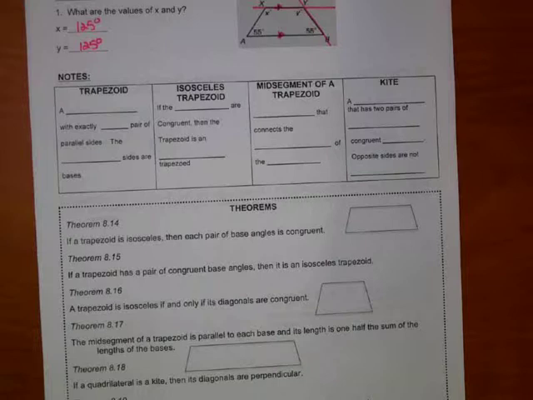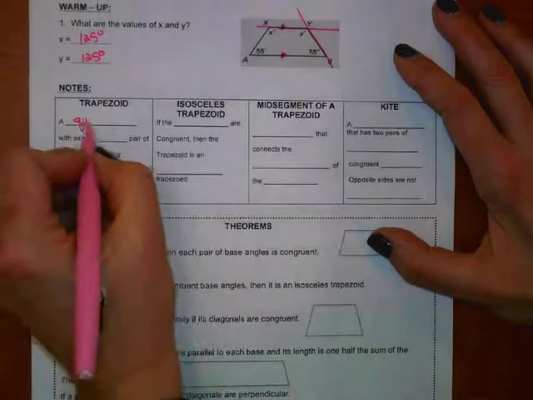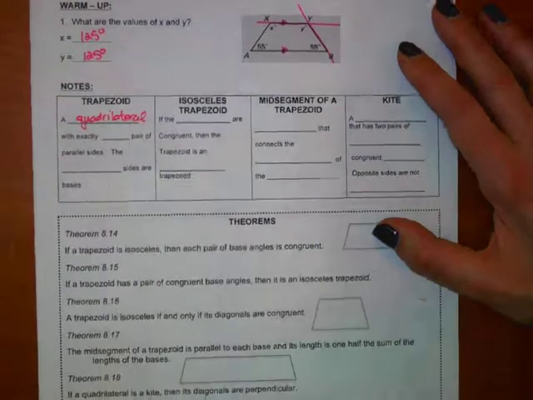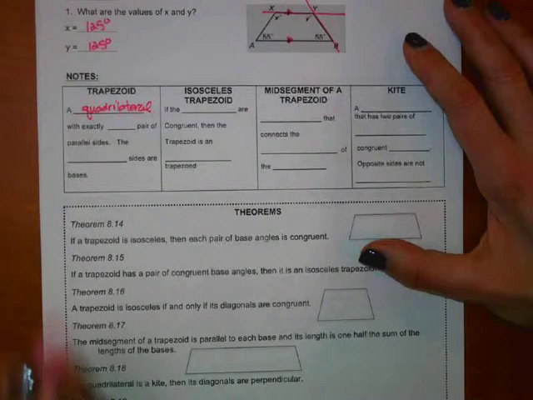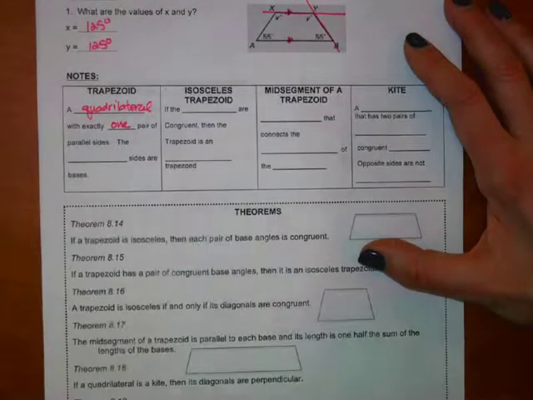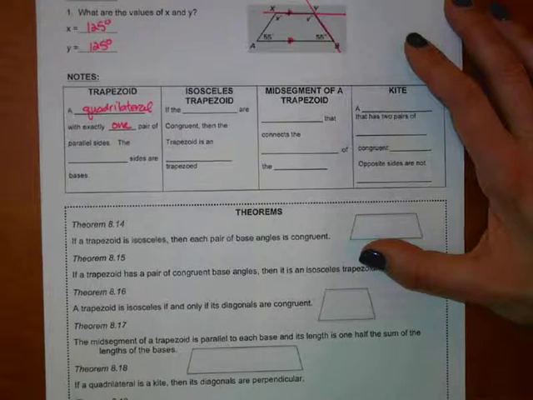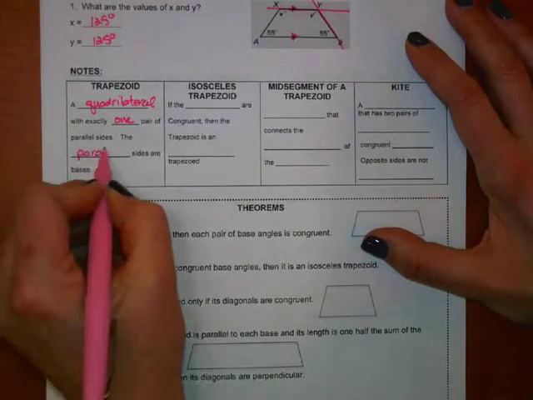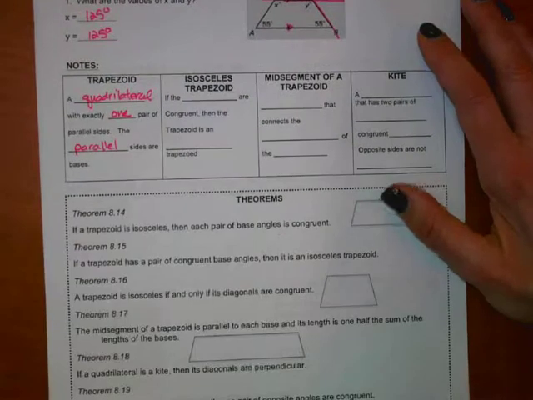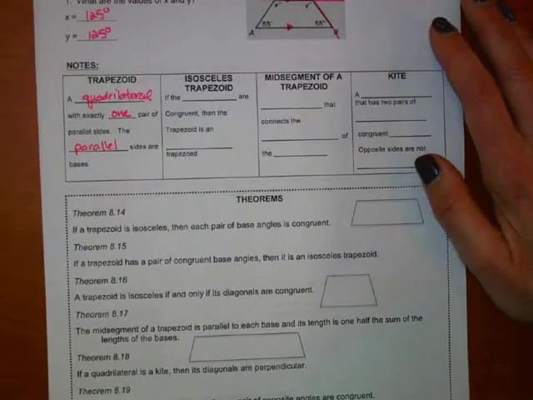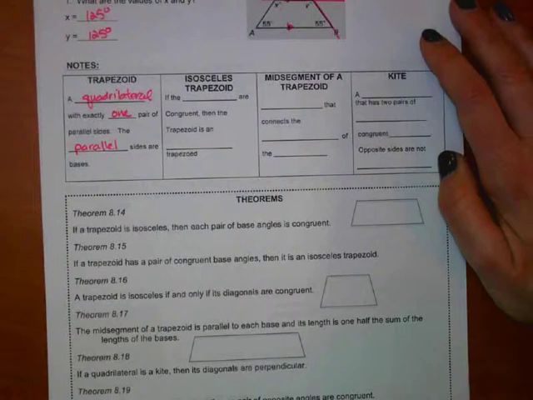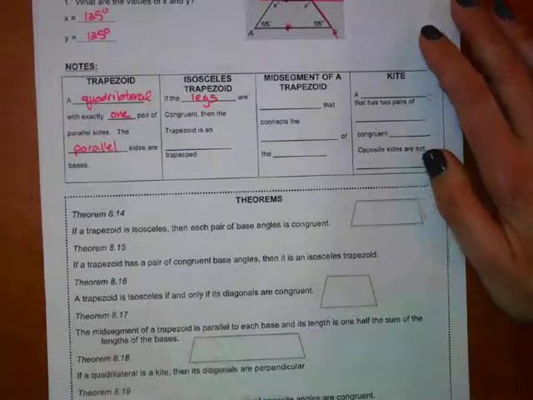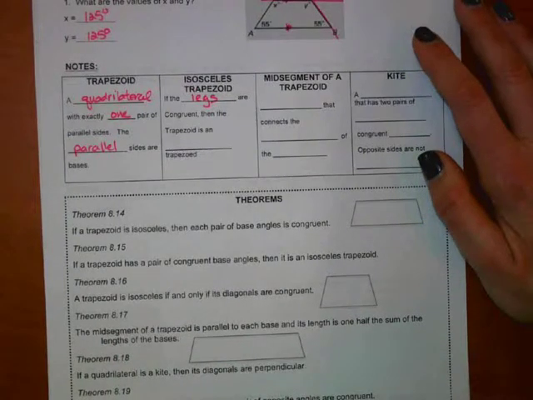A trapezoid is a quadrilateral with exactly one pair of parallel sides. The parallel sides are the bases. All right, an isosceles trapezoid. If the legs are congruent, then the trapezoid is isosceles.